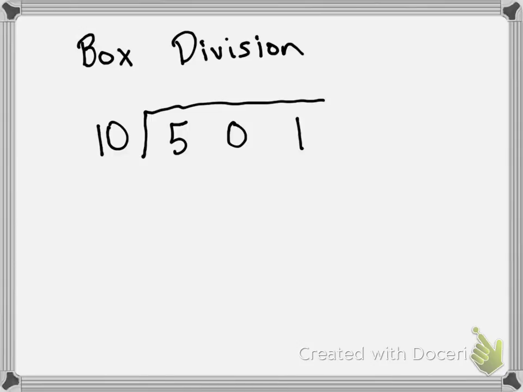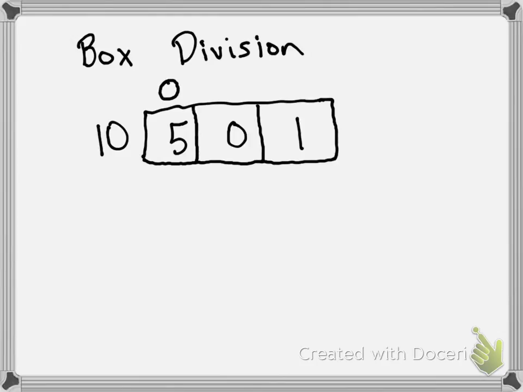Now, what we're going to do is box each of these numbers in the dividend off. So they each get their own little home to live in here. All right, and to start out, we're going to take our divisor, 10, and see how many times it can go into our first number, which is 5. Right, so 10 can go into 5 0 times because 10 is bigger than 5.